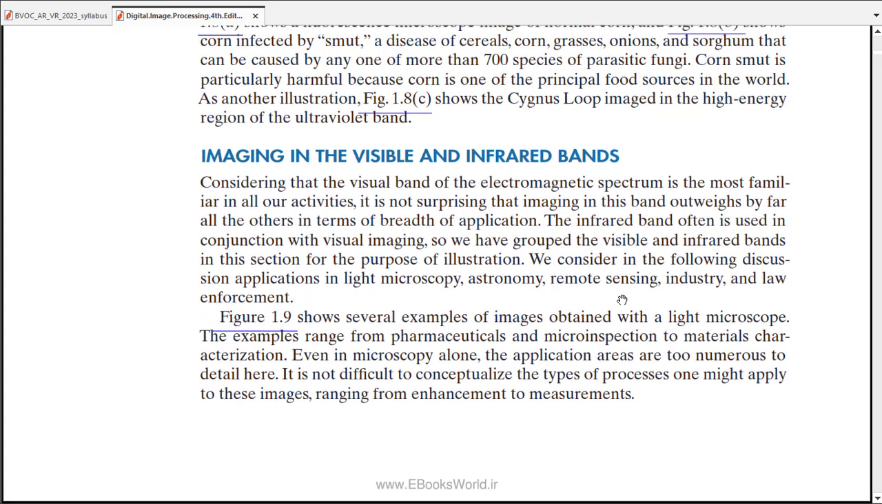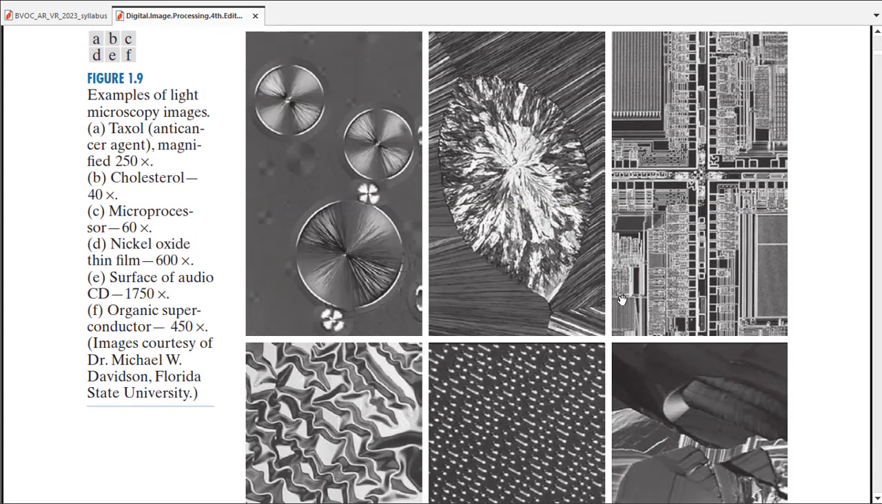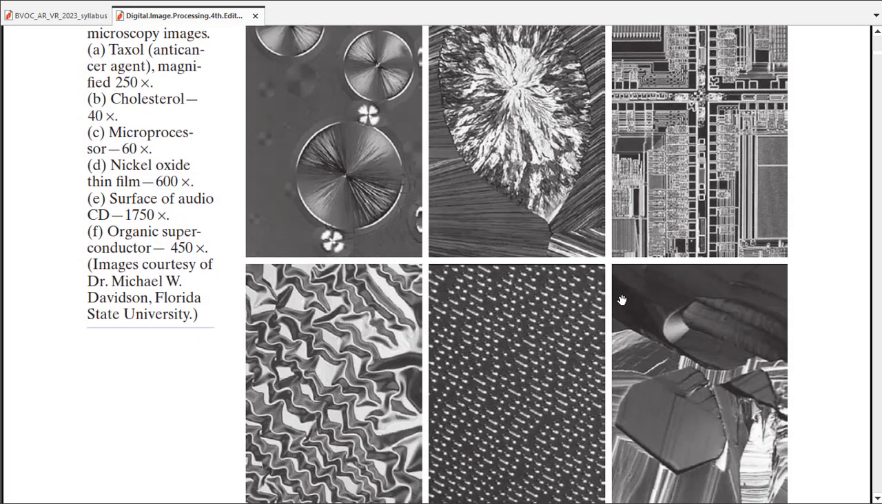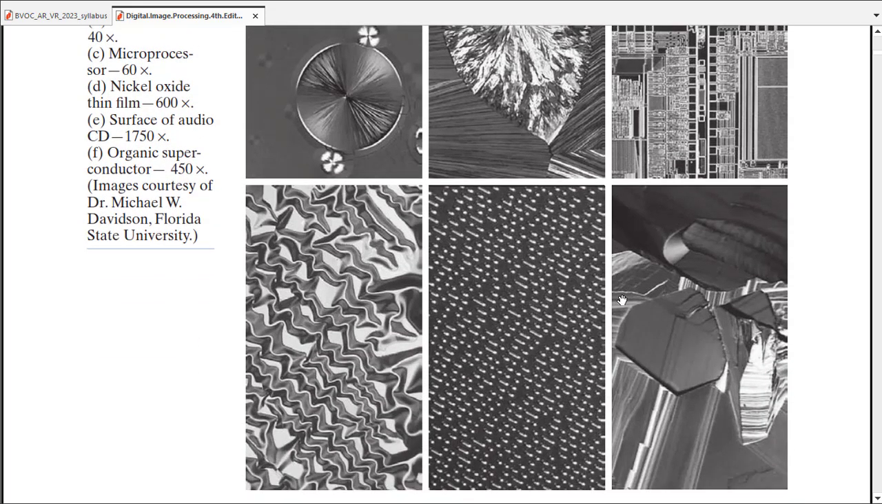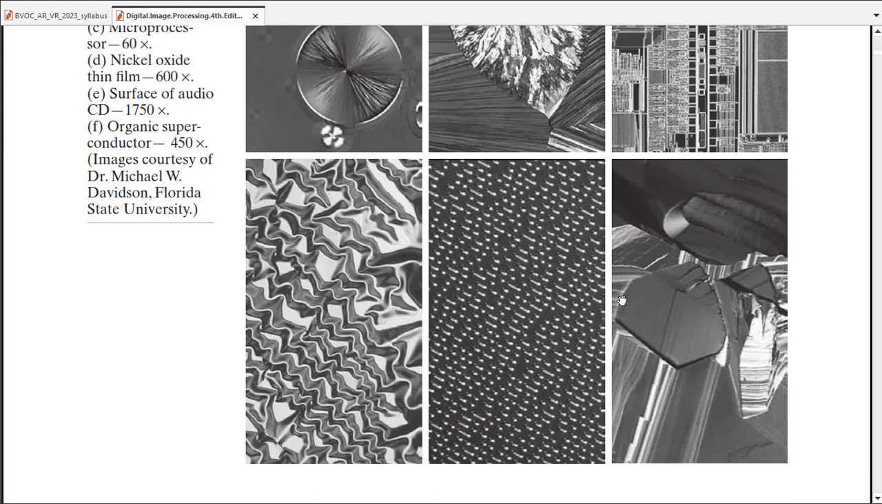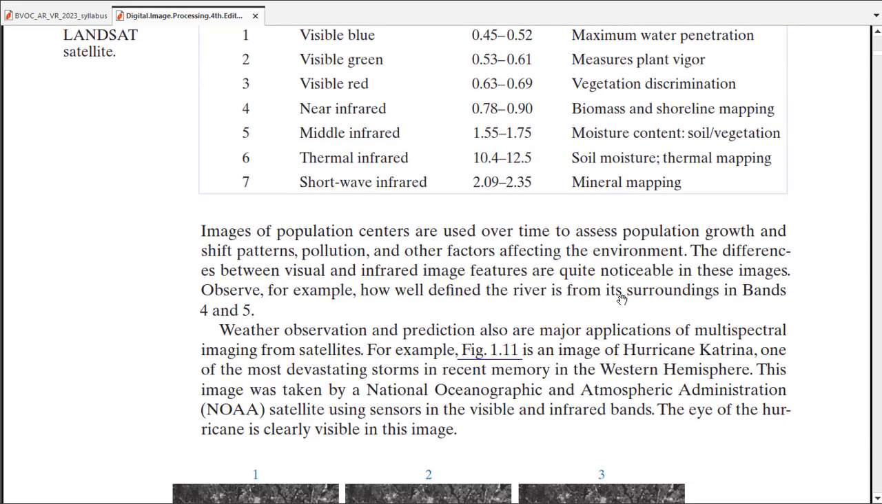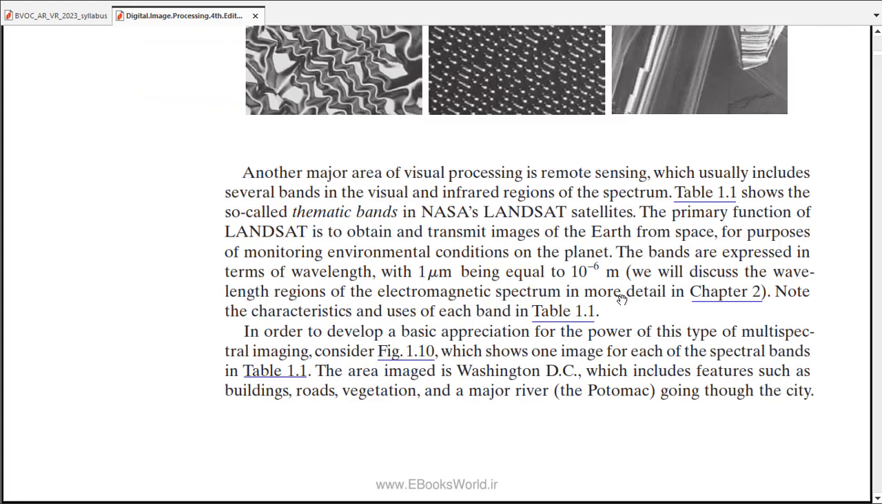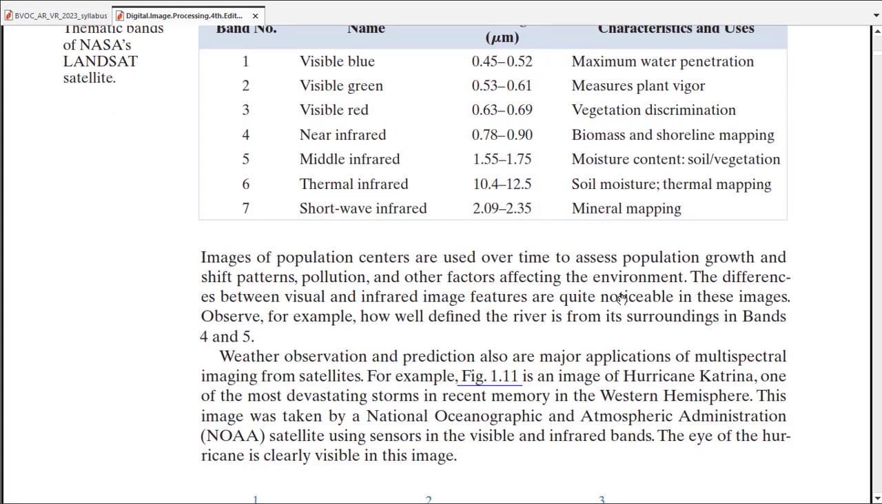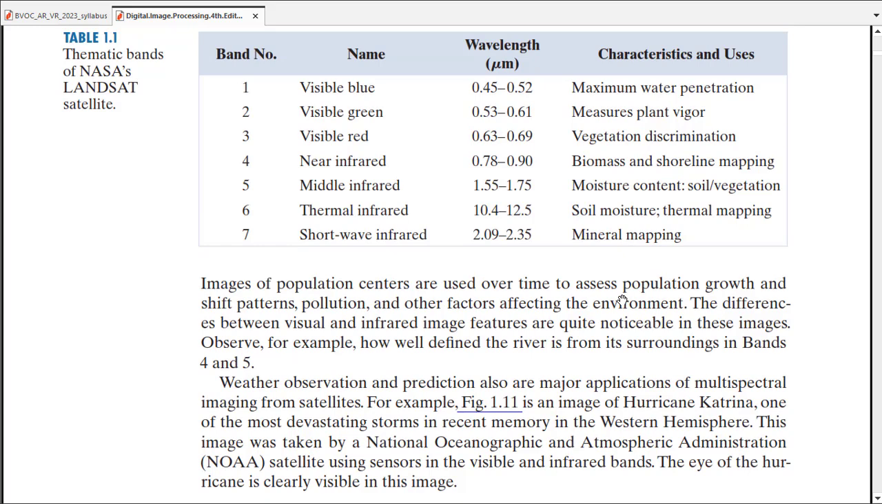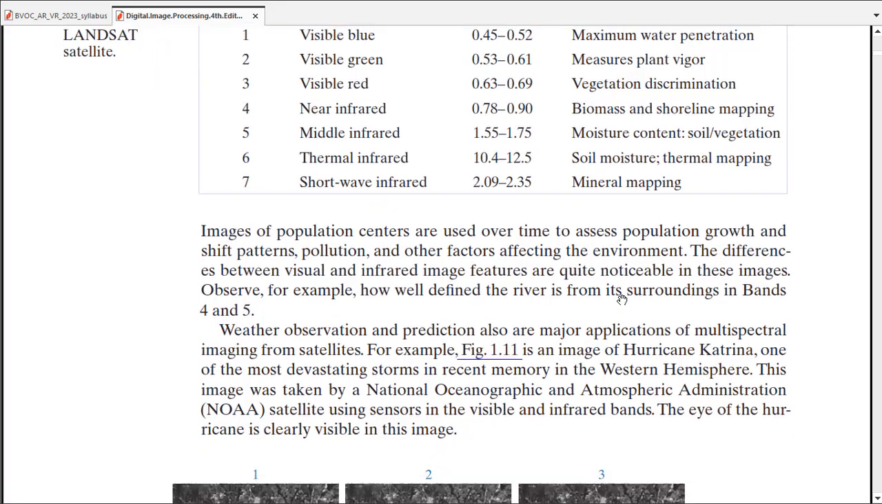Next, imaging in the visible and infrared bands. We come to examples of light microscopy images: Taxol, cholesterol, microprocessor, nickel oxide thin film, surface of an audio CD, and organic superconductor. These pictures are produced from different ranges, with wavelengths between 0.45 and 2.35, from visible blue up to shortwave infrared.